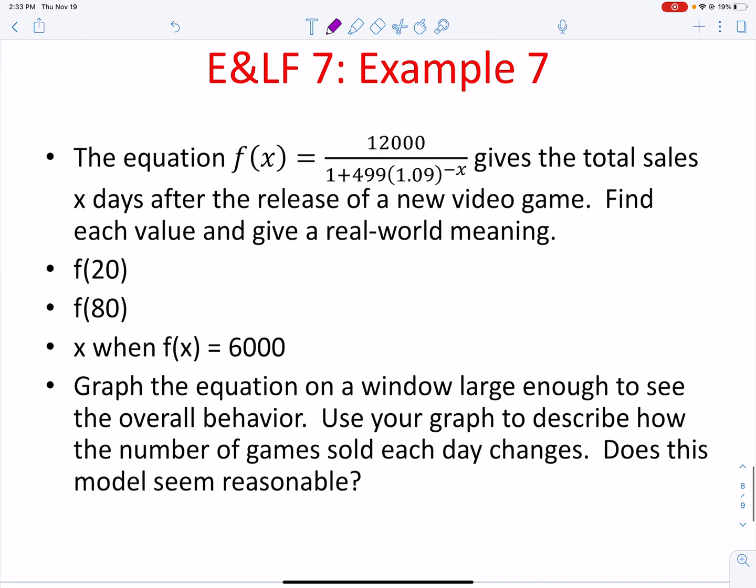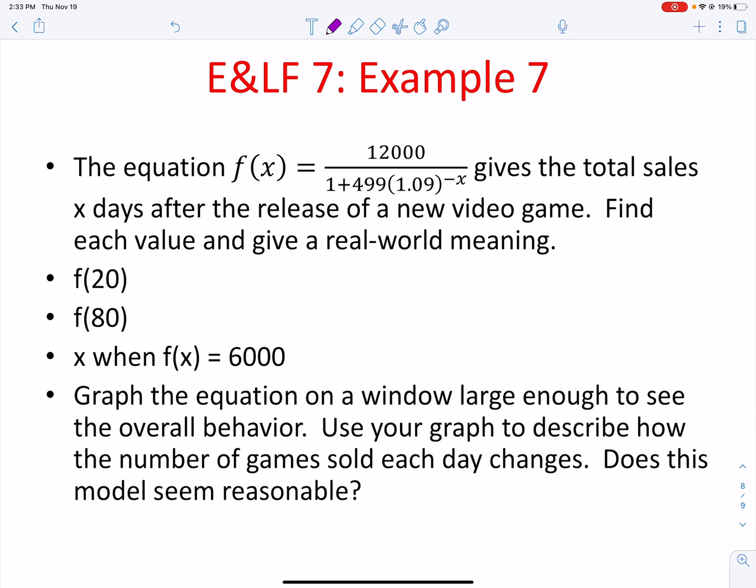Okay, now this one is an example of logistic growth, and I am not going to make you write one of these. You will have to write them in your 1450 in the pre-calc class. You're going to actually be given a story problem and have to write that equation. I just want to type this in here so I can go back and forth. Plus 99. Okay, so what it says is this gives the total sales. Find each value and give its real world meaning.